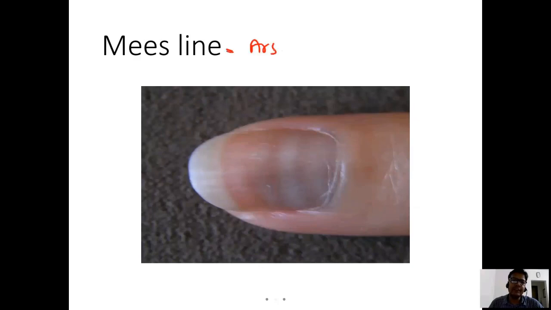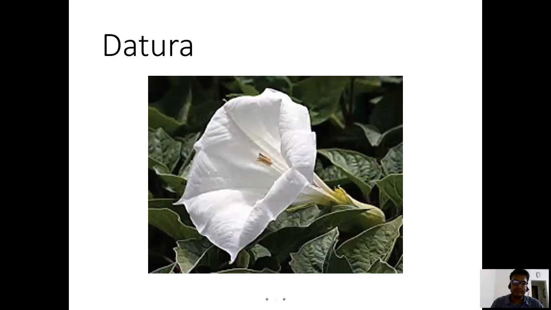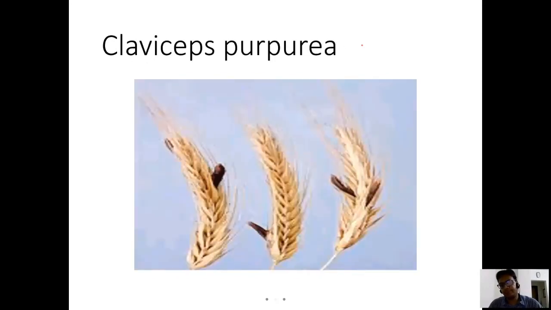Mees lines present in arsenic poisoning. Datura stramonium, I told you. Thorn apple. Datura stramonium is also known as thorn apple. This is Datura alba. This is Claviceps purpurea. This causes ergot poisoning.